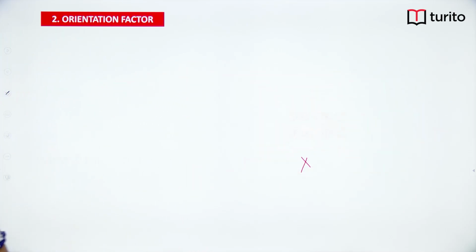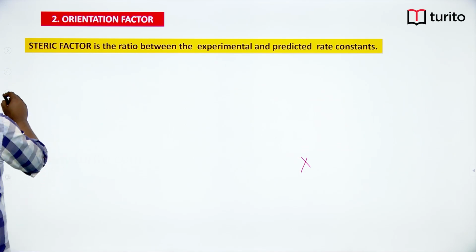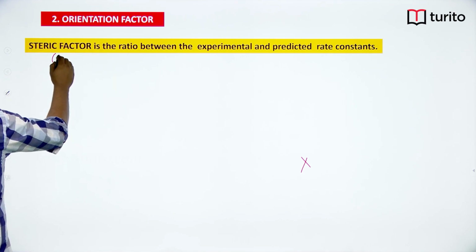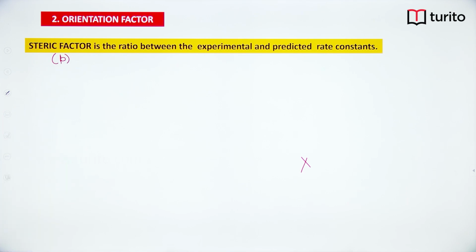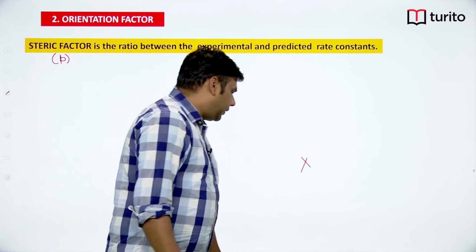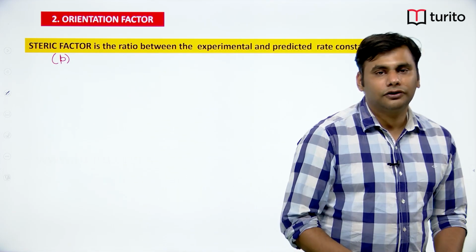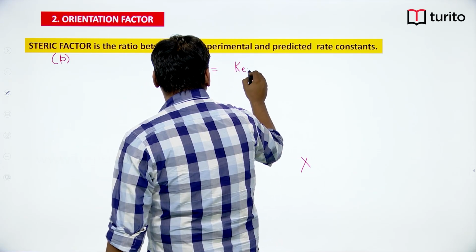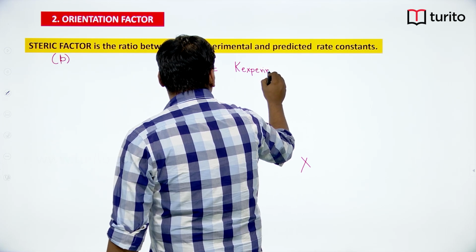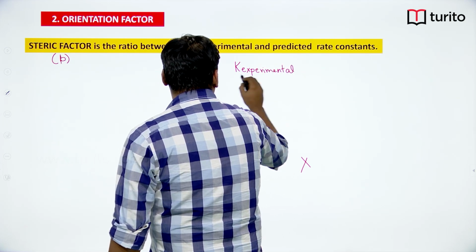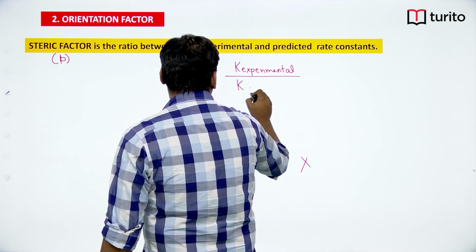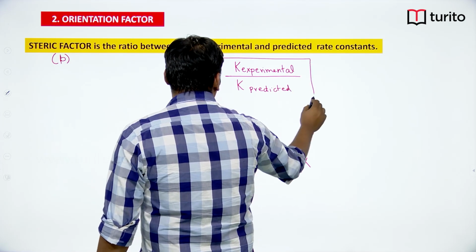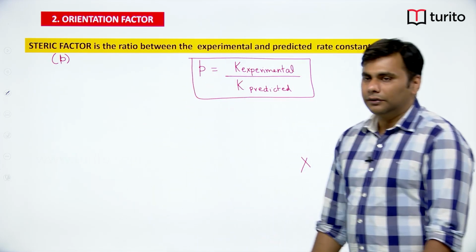So that was taken care of by the steric effect. Steric effect is represented by P. It is the ratio between the experimental and predicted rate constant. So P tells us the ratio of the rate constant that was experimentally determined, that we perform in the lab and get, divided by the predicted or theoretical rate constant that we can predict through equations.